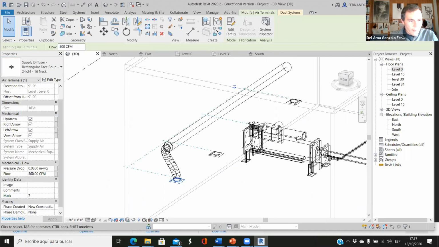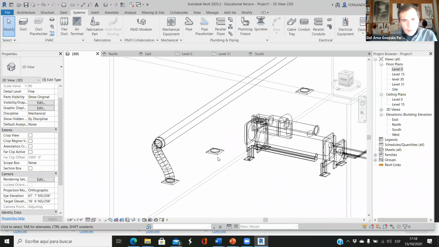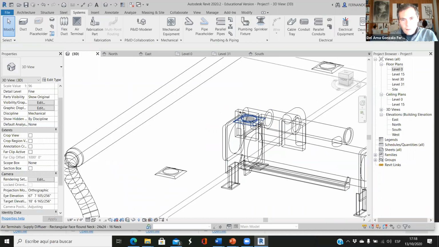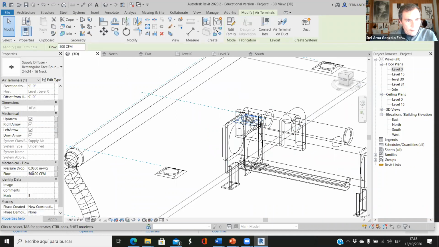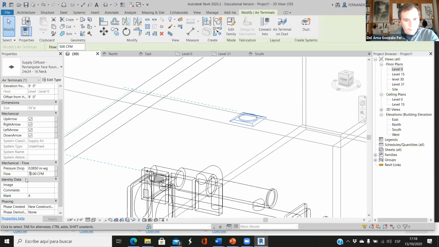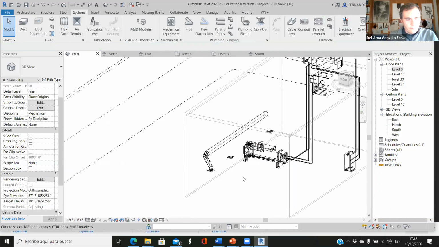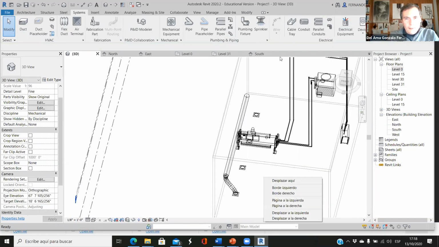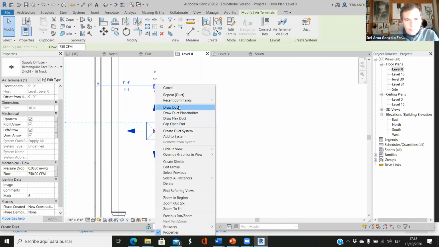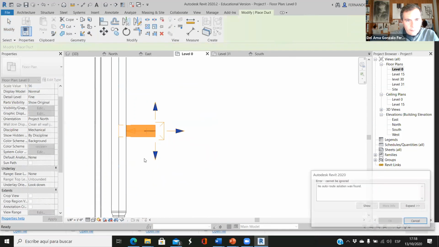Oh, and by the way, we need to declare the CFM. By default, it's 500, but it has to be 750. So this has to be 750. This has to be 750. And this is 750. Now, can we connect this directly to the duct? Let me try. No.